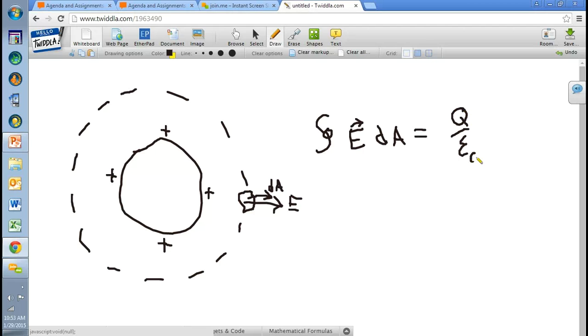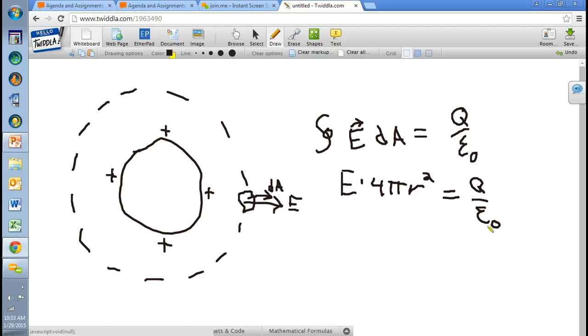Four pi, close. It's 4 pi r squared. There we go. Okay, so when I do this side over here, it's just simply going to be the E field times the sum of all those little tiny area elements, and that's going to be 4 pi r squared equals Q divided by epsilon naught.